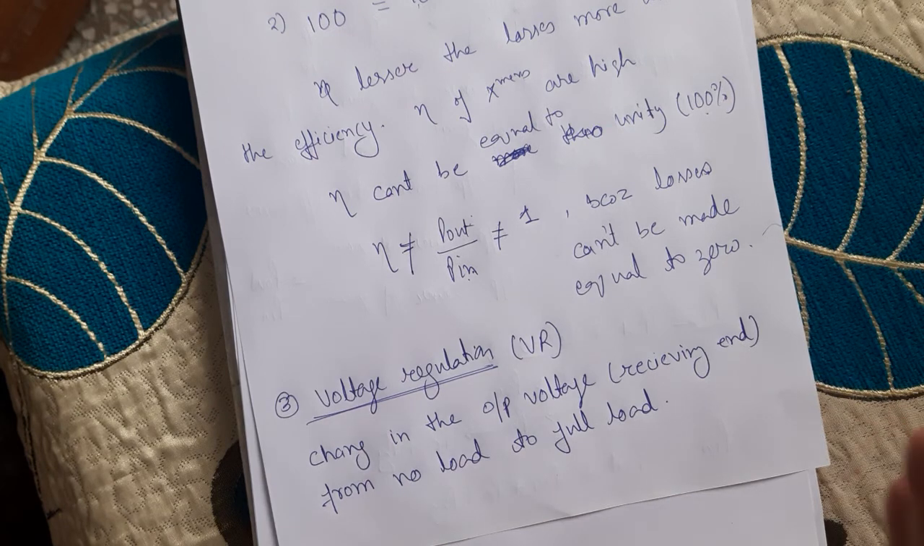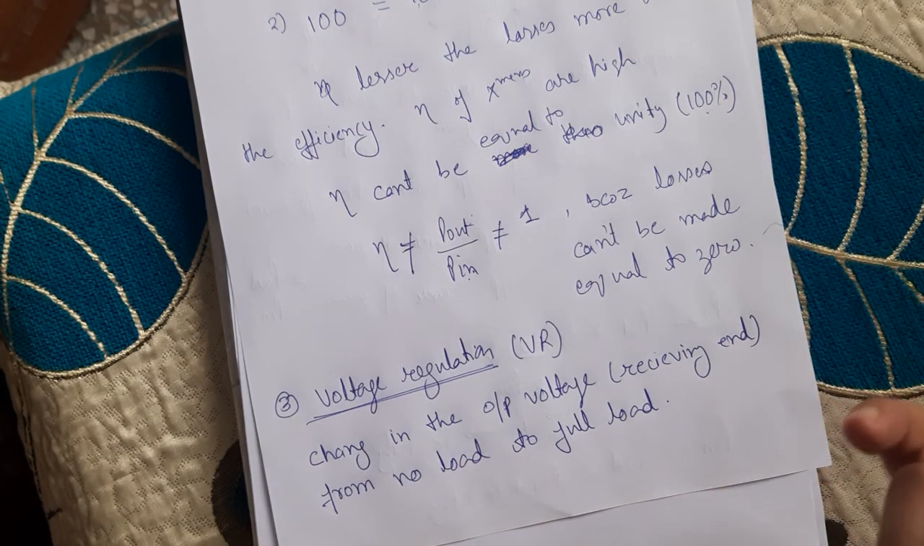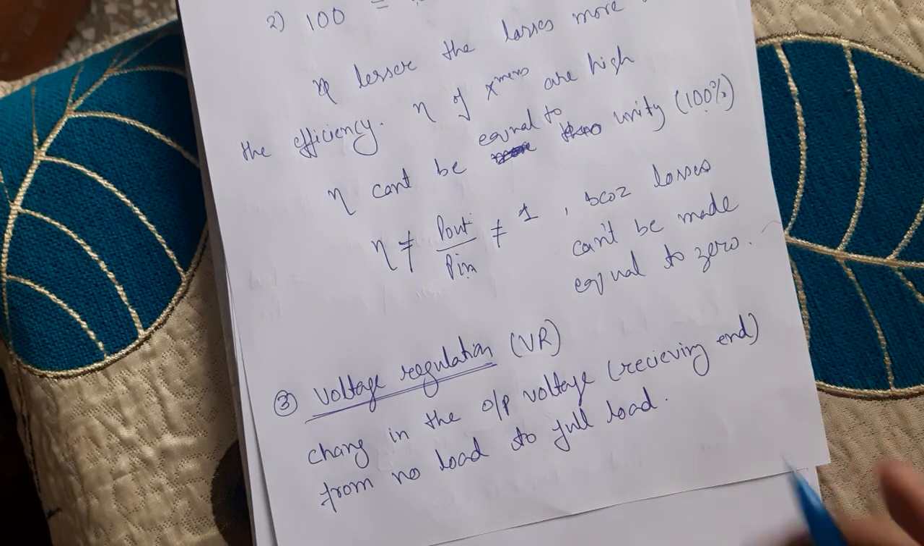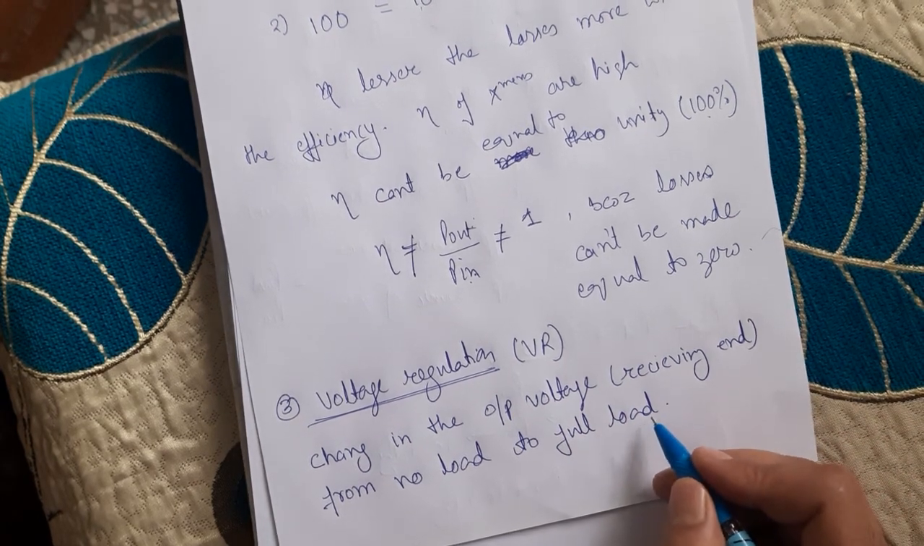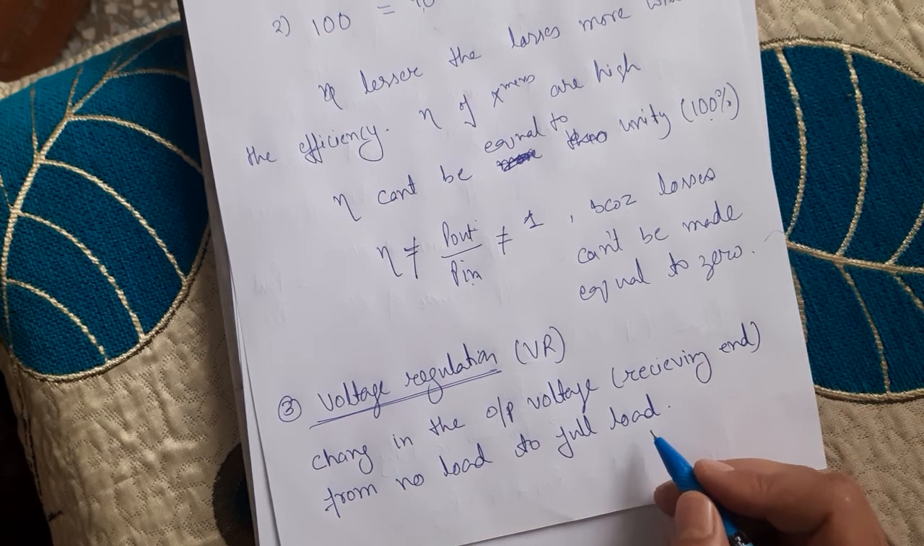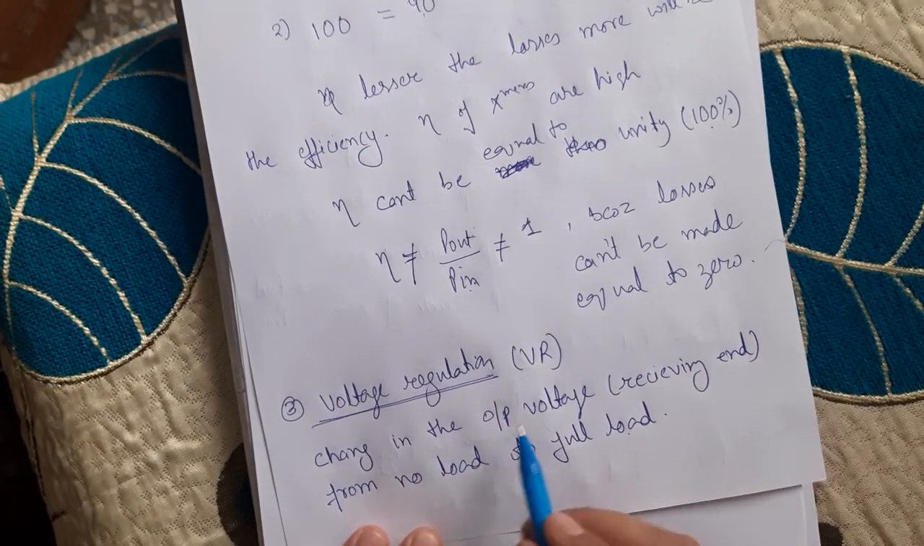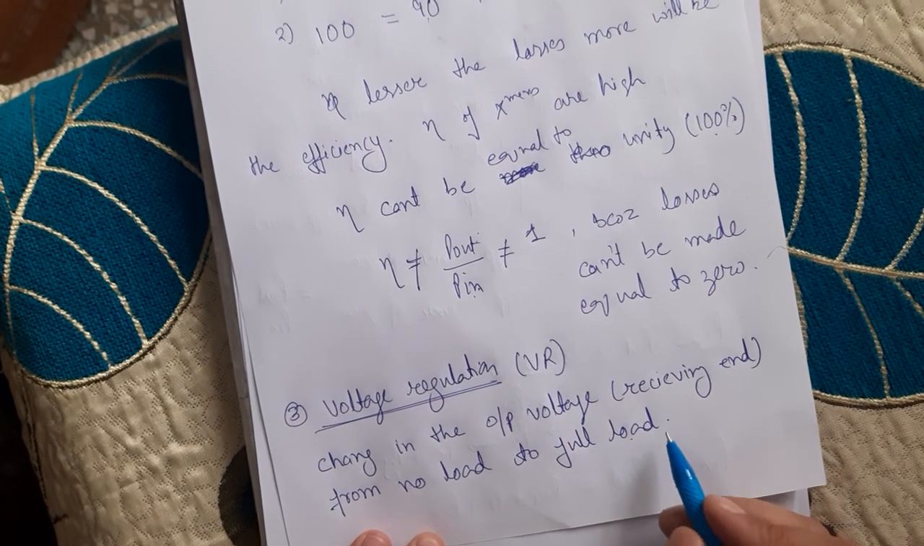As you keep on increasing the load, the secondary voltage will start decreasing. You will keep on increasing the load up to its full load capacity, up to the transformer's full load capacity, and you will see what is the voltage at full load. Then you will see what is the change in the output voltage from no load to full load.